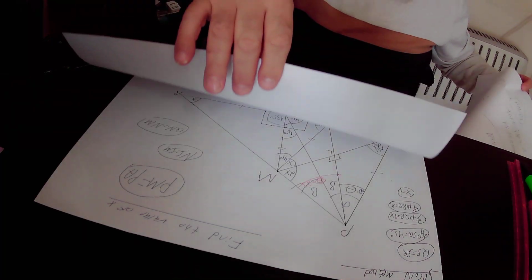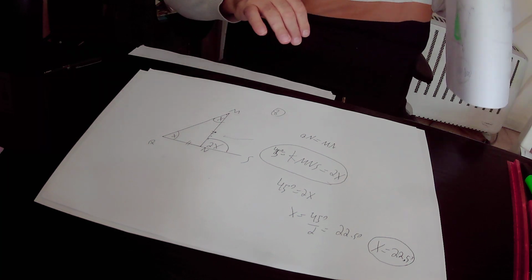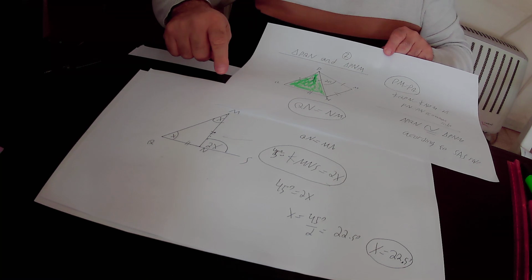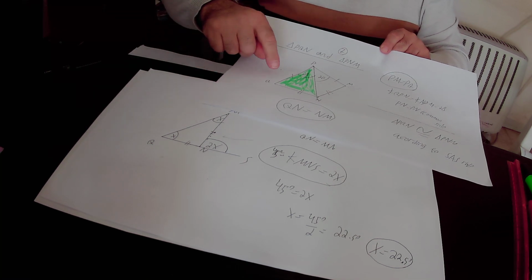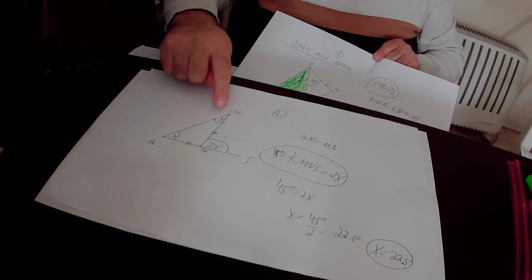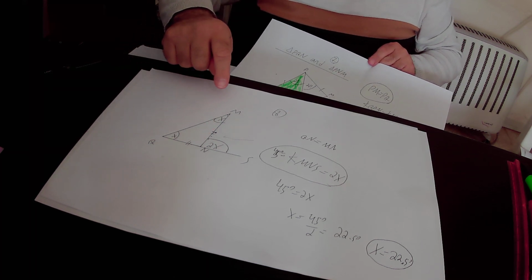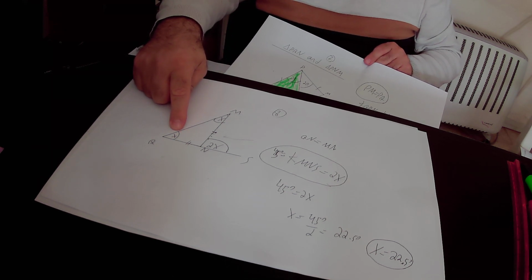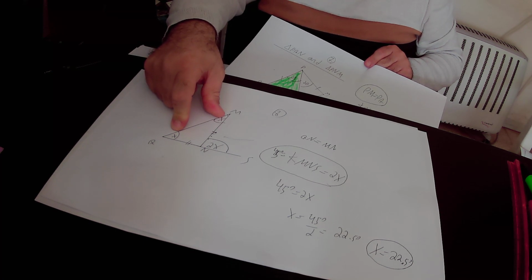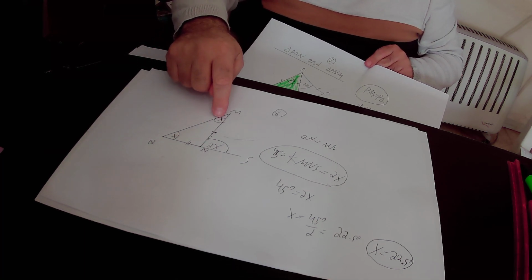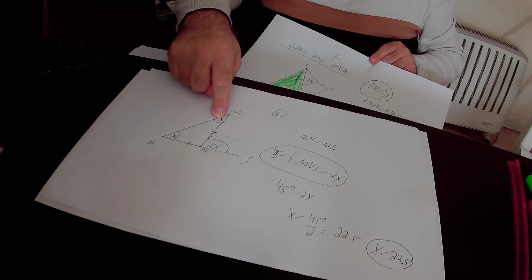We join points M and Q together, and we got triangle MNQ. In triangle MNQ, we know that MN equals QN, and we know that this angle equals x, so this angle must also be equal to x, according to the rule that in front of equal sides in the triangle there are equal angles. So if this angle equals x, this angle must also be equal to x.